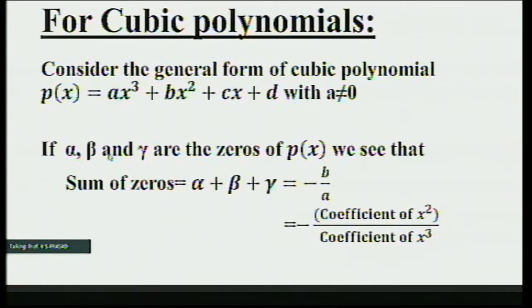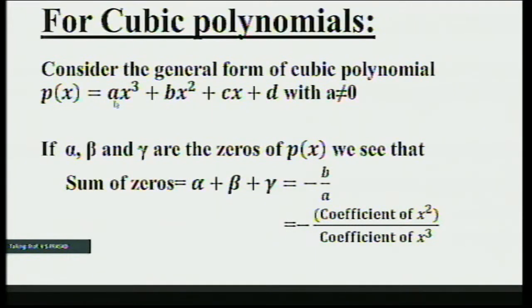So if alpha, beta and gamma are the zeros of the given polynomial, then the first relation, the sum of the zeros, is given by adding all the 3 roots, that is alpha plus beta plus gamma. This is defined as minus the coefficient of x square. Whatever the second term is in that polynomial, that coefficient you have to take with the negative sign, divided by the coefficient of x cube, the first term.